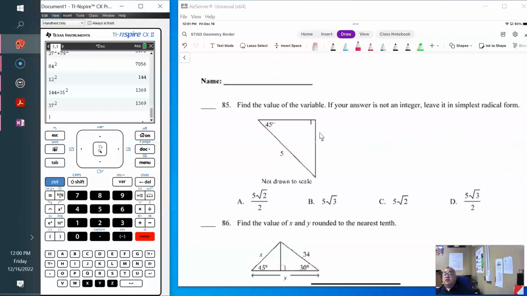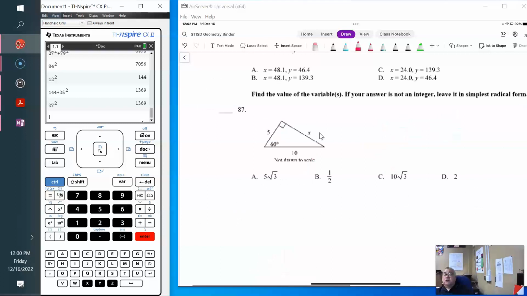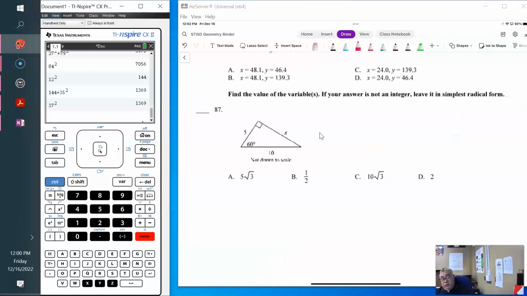Find the value of the variable. So we know that this is 45, this is 45, and this is 90. So we know that the hypotenuse will have the square root of 2. So we have to take that into account. So we have to divide by the square root of 2. So it's 5 square root of 2, and we know that square root of 2 times square root of 2 is square root of 4, and square root of 4 is equal to 2. So the answer to the distance of the leg is 5 square root of 2 divided by 2.